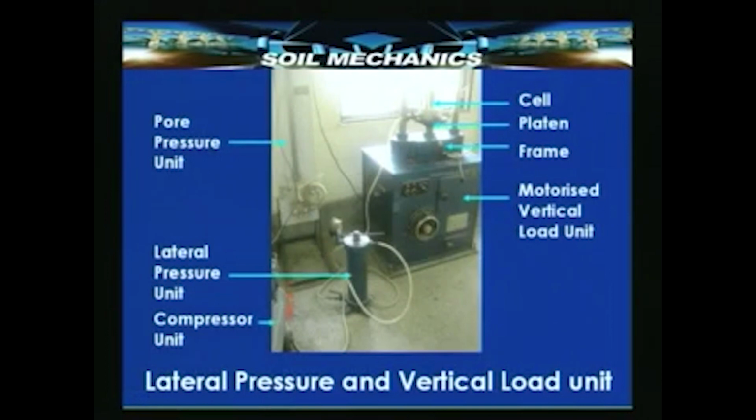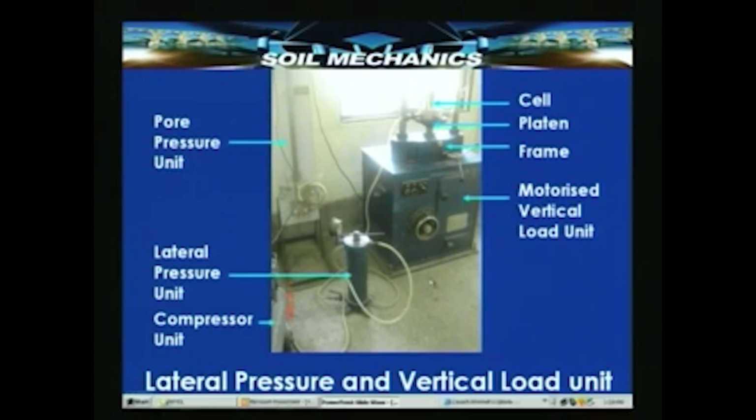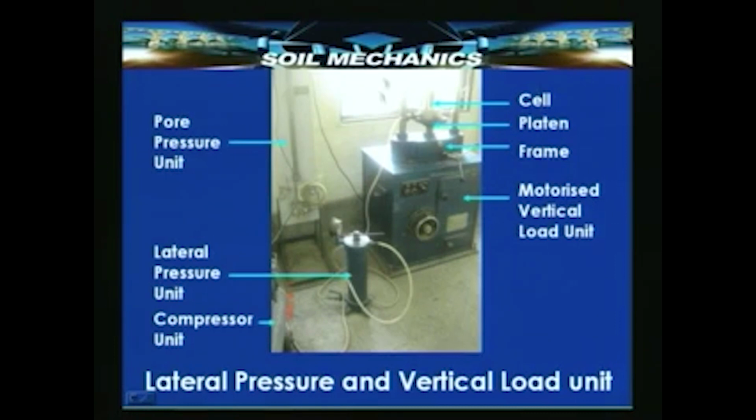Let us see the components of a triaxial apparatus by flitting through a few photographs again. What we see here are the major components of a triaxial apparatus. I have highlighted here the lateral pressure and the vertical load units. Here is where we have the lateral pressure unit, and here is where we have the vertical loading unit.